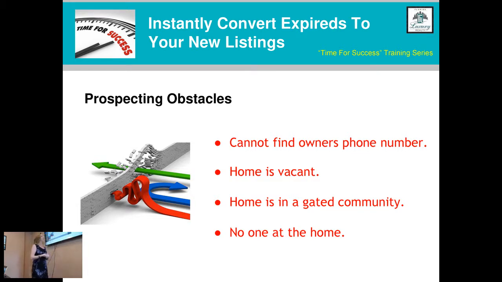Okay, prospecting obstacles. Of course, sometimes we can't find their phone numbers. We have IMAP, we have that whole Realty Resource Program. We do have the Red X, we can try to look things up in. If the home is vacant, with Charisse's method of searching expires, we actually remove all these vacant properties by viewing the photos and also the MLS comment status about being vacant.